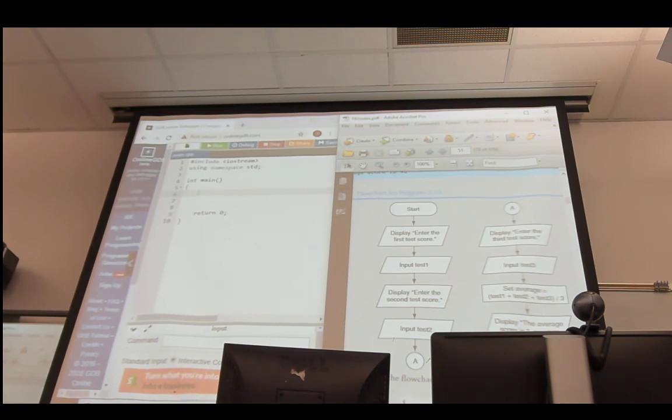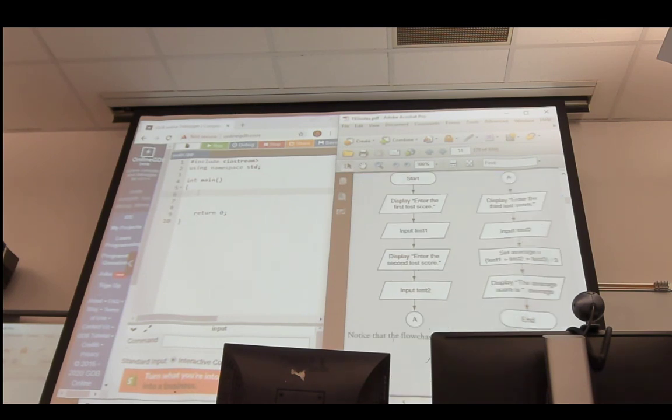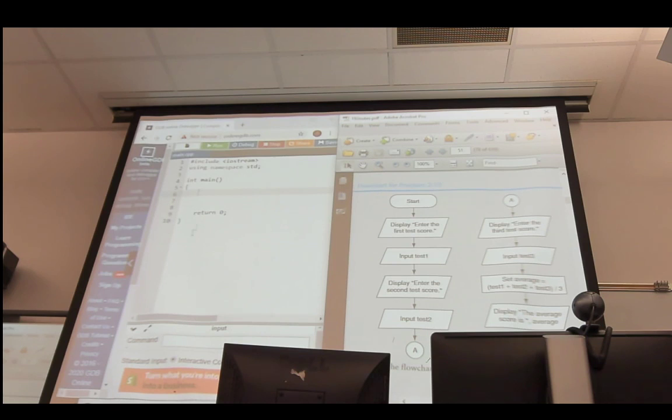So everybody declared their variables, right? Now, you could declare them all individually, or you could declare them all together. You can do int test1; int test2; you understand? Or you can just say int test1, test2, test3, and average. Bam, one line. Either way would be correct.